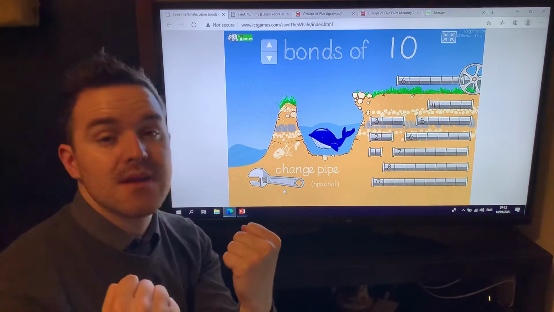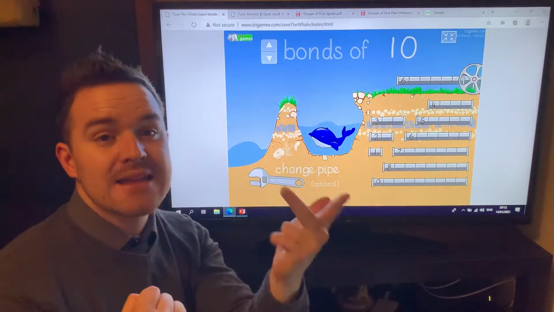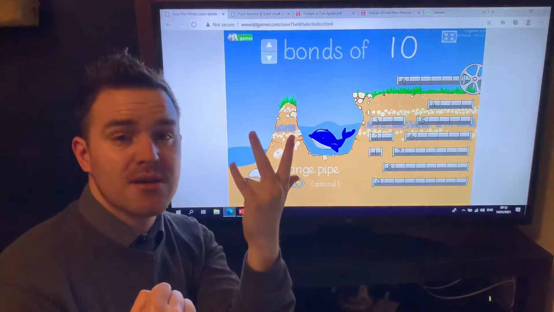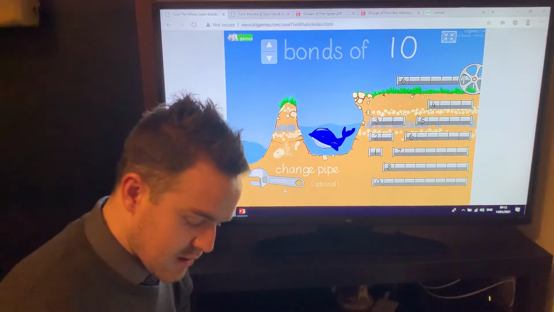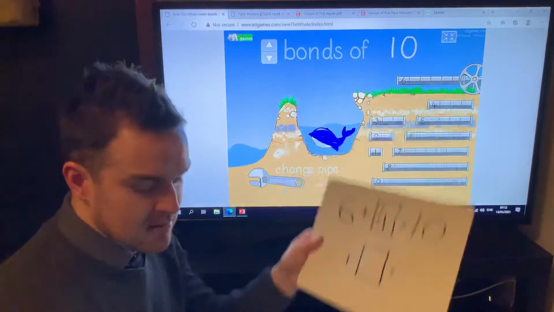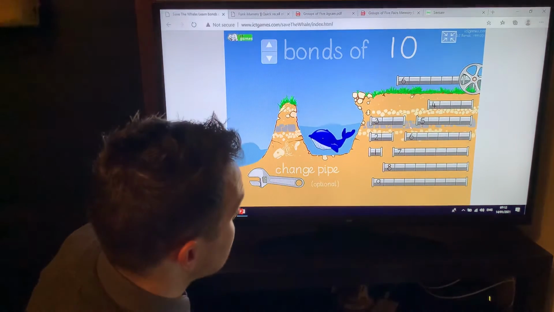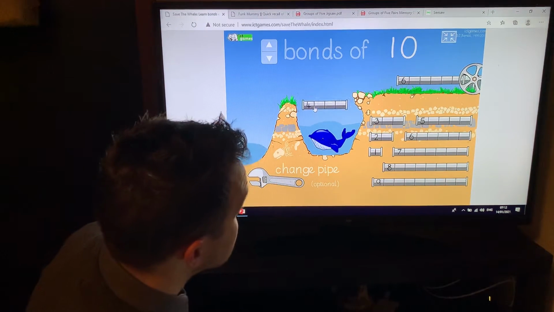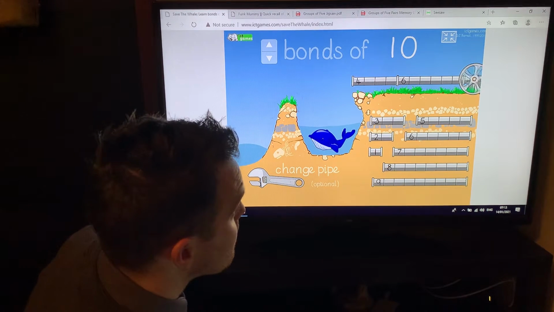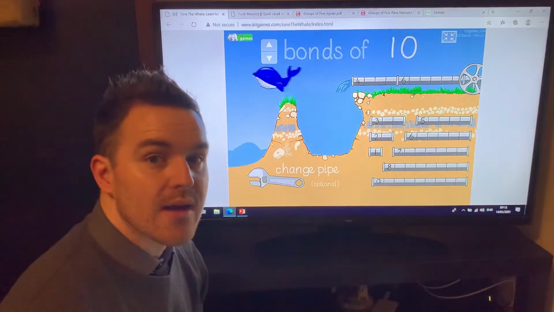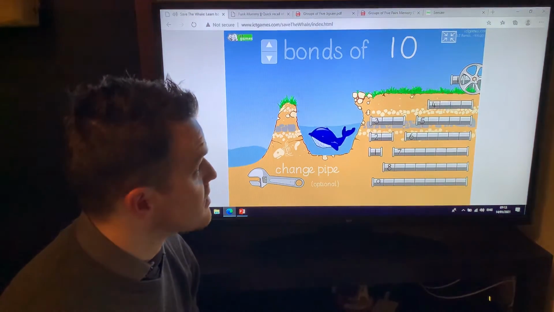So 6, 7, 8, 9, 10. How many fingers am I holding up, year one? Yes, I'm holding up 4. So 6 add 4 makes 10. And we will add that pipe on now. We will click on our whale friend. Okay, well done. Okay, let's see what the next one is.